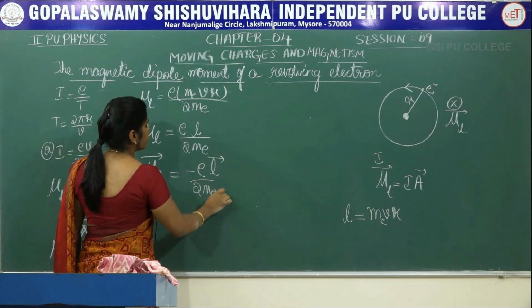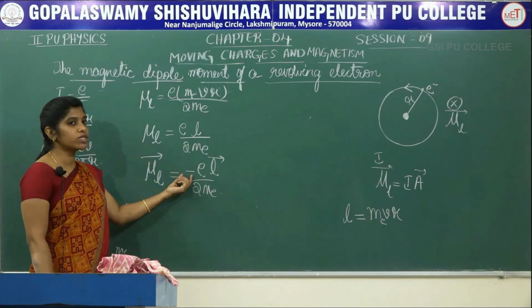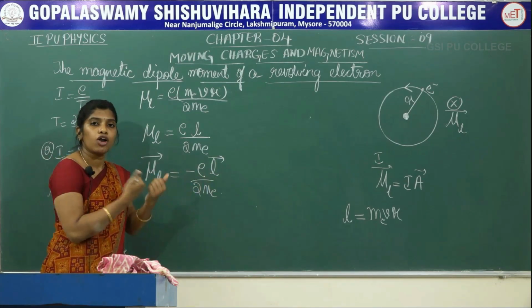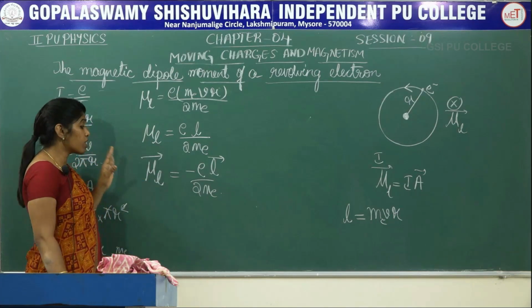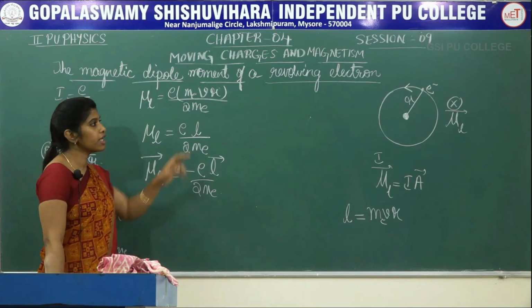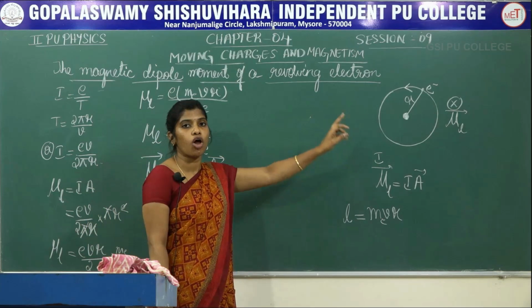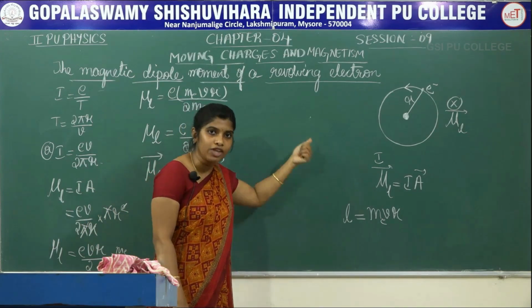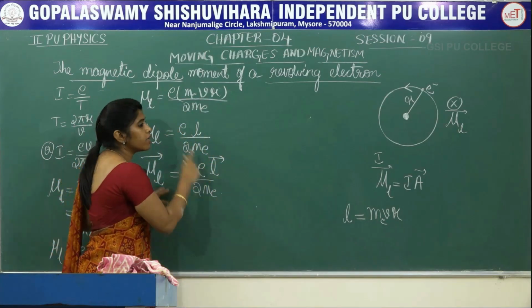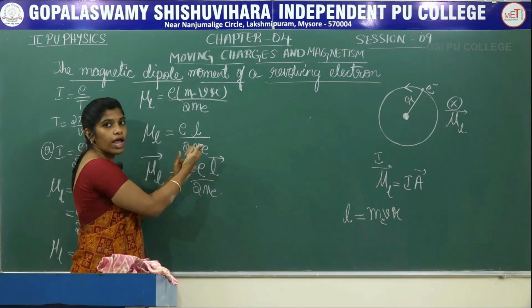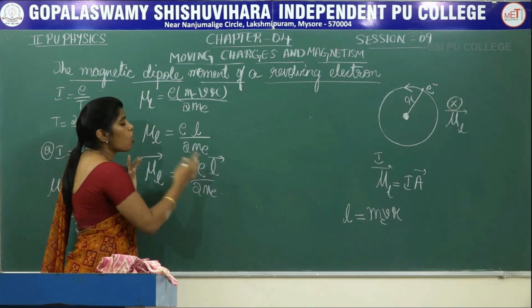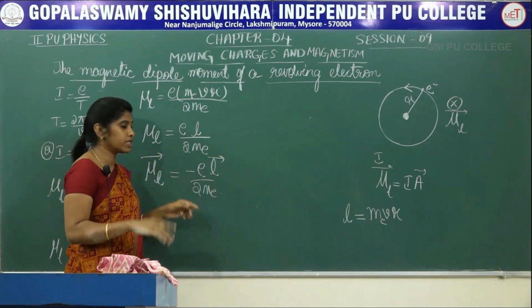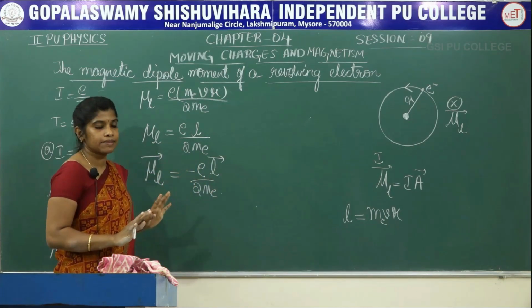The negative sign indicates that the directions of mu L and L are opposite to each other. In this case, the direction of mu L, that is the orbiting magnetic moment, is perpendicular to the board and inwards, then the angular momentum will be perpendicular to the board and outwards. They both are opposite to each other. That is what this negative sign tells us.